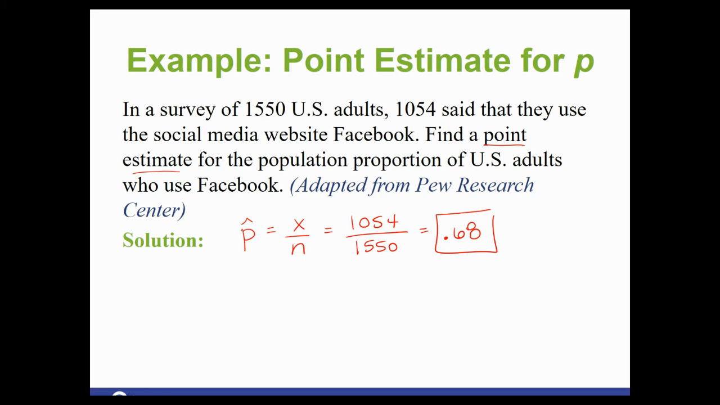That's your point estimate. Now, just as a heads up, because we'll need to find it in a minute, if we needed to know q hat, it's 1 minus p hat. So 1 minus 0.68, we get 0.32. This would be q hat if we needed to find it.